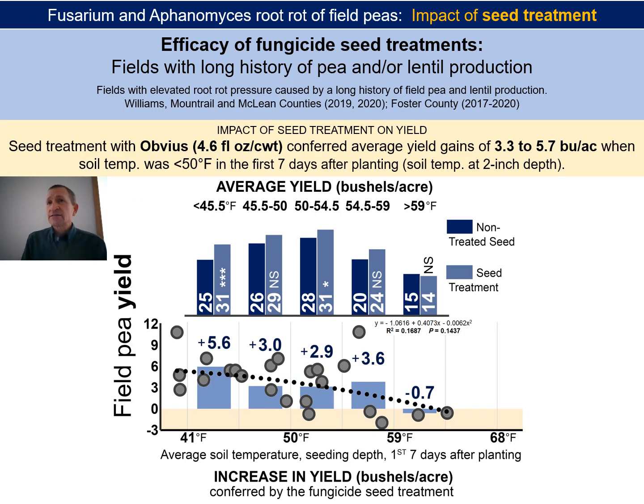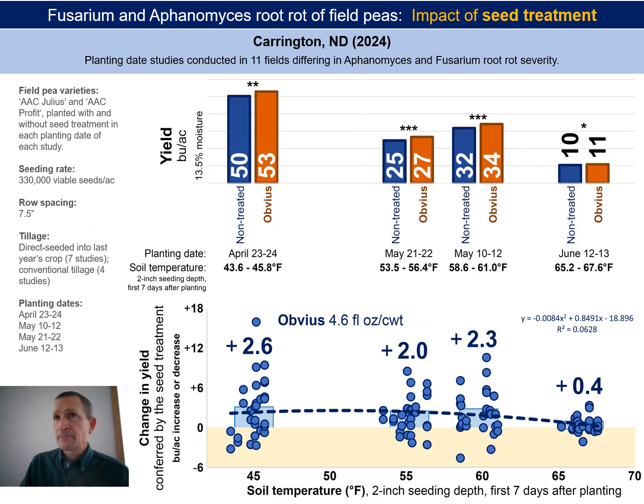Here's the response to Obvious, a commercial fungicide seed treatment from BASF that targets primarily Pythium and Rhizoctonia and has moderate efficacy against Fusarium. What you can see is in those cool soils, we saw a very strong and a very consistent yield gain by treating the seed with Obvious.